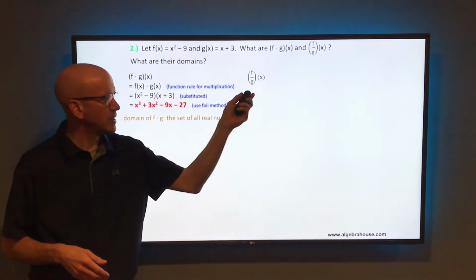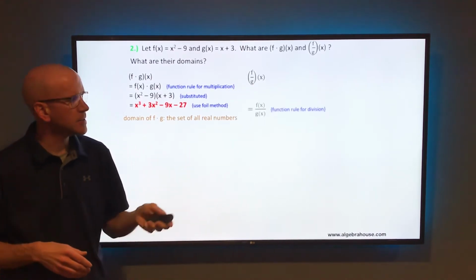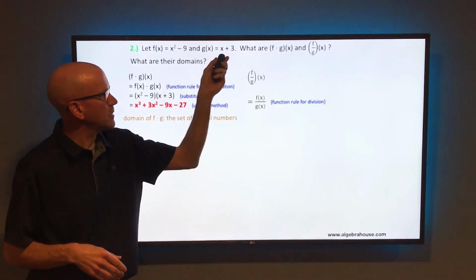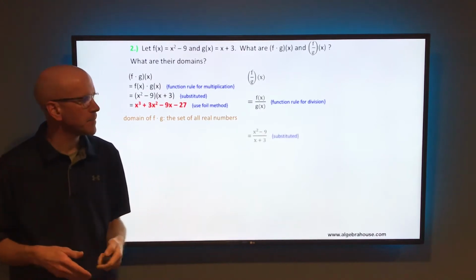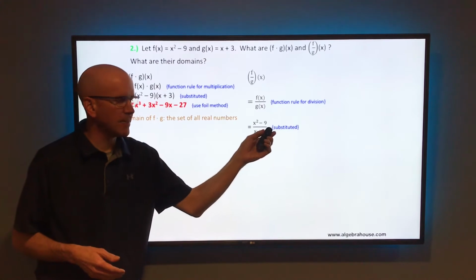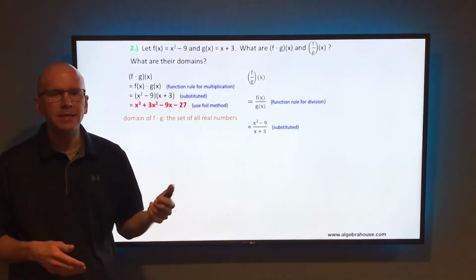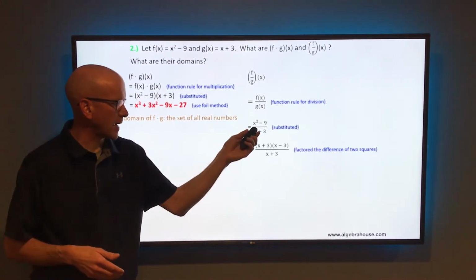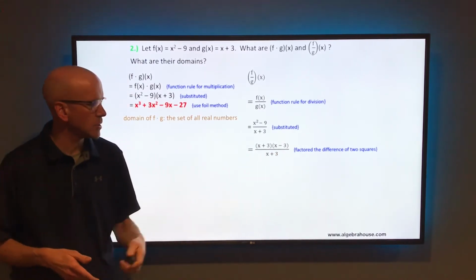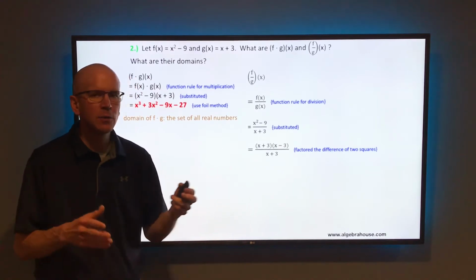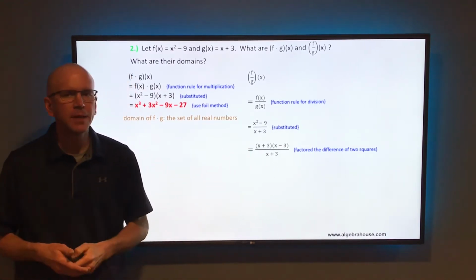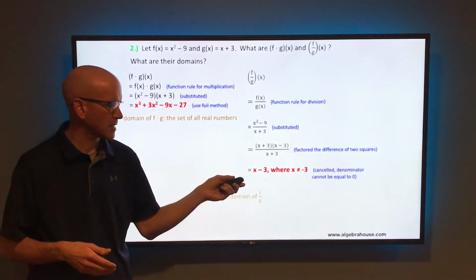For f over g of x, take what f of x is, divide that by what g of x is. So f of x is x squared minus 9, divided by x plus 3. So it'll be x squared minus 9 over x plus 3. Now that x squared minus 9 will factor into two binomials. That is a difference of two squares. So that will factor into x plus 3 times x minus 3. Now you want to factor that so that you can cancel with what's in the denominator. You want this to be completely simplified. So x plus 3 and x plus 3, those cancel. And if you cancel those, you are left with x minus 3.